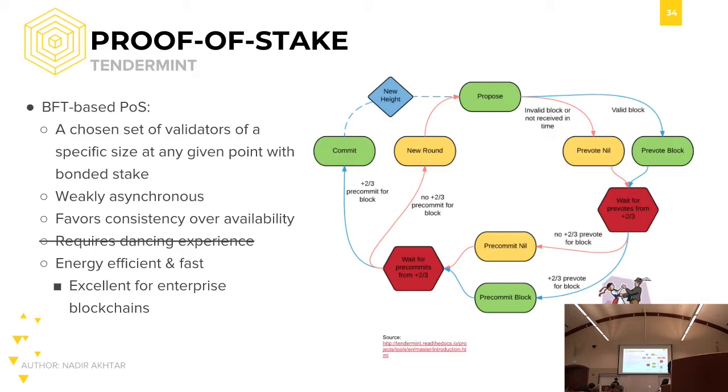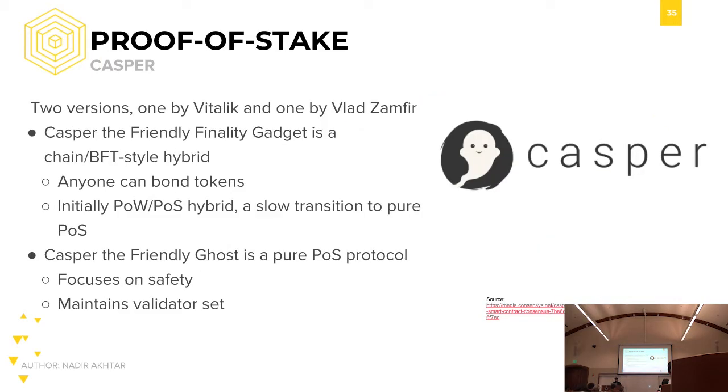All right, so it's energy efficient and fast because it puts some trust in the validators, these particular people who have locked up some stake, and this is excellent for enterprise blockchains where you have some sense of trust between entities, but you don't necessarily fully trust them.